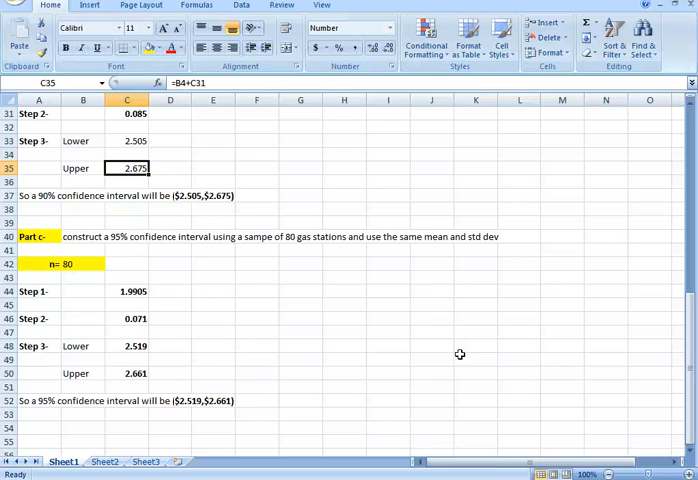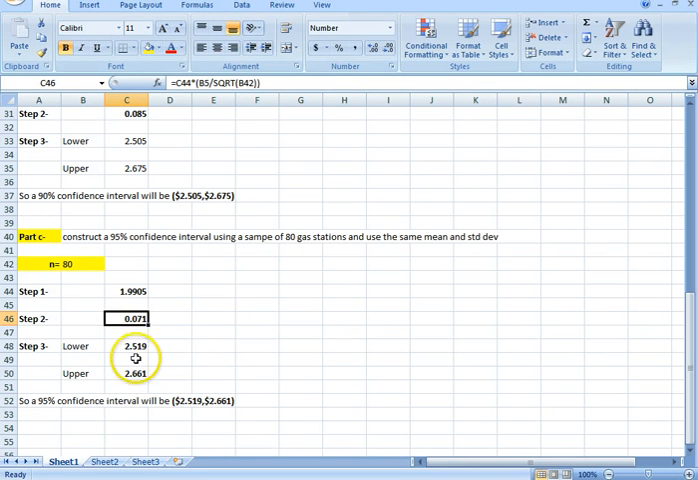Now for the last part of this problem, part C, the problem asks us to do a 95% confidence interval, but this time we're going to use a sample of 80 gas stations, still using the same mean and standard deviation. So in this case now, n is 80. So again, step one, we're going to use our T.INV, 1 minus 0.95, since it asks for a 95% confidence interval. But this time it's going to be 80 minus 1 for the degrees of freedom, since n is now 80. And we get a critical value of 1.9905.